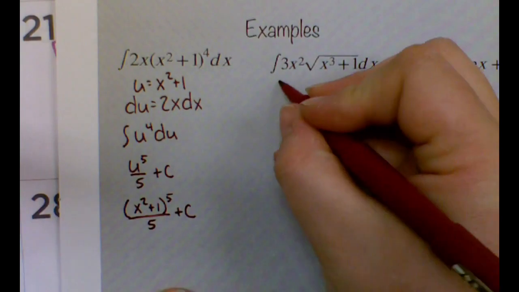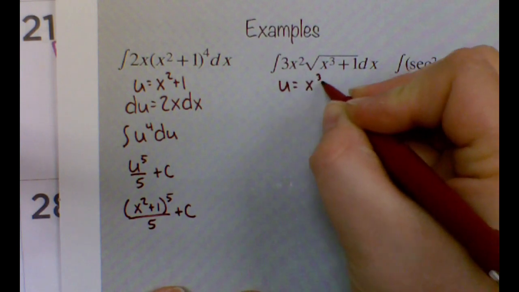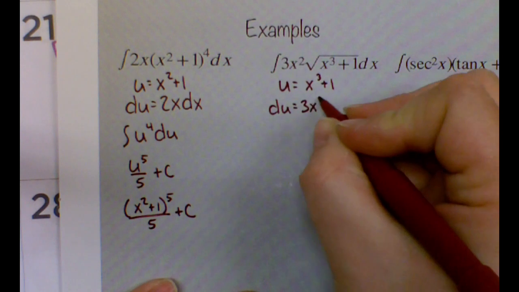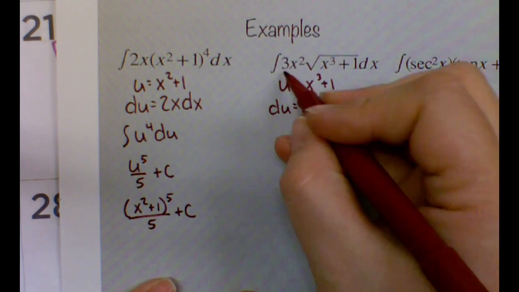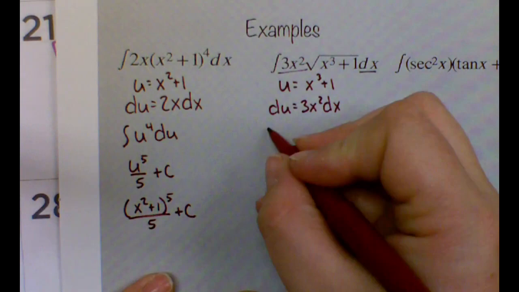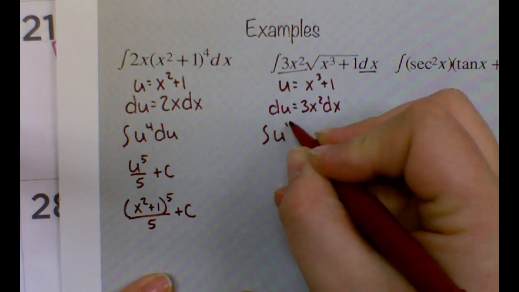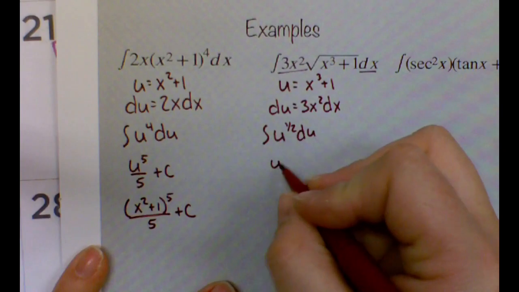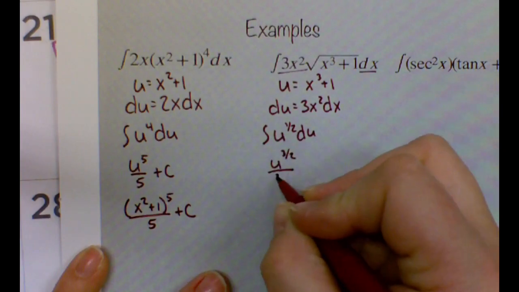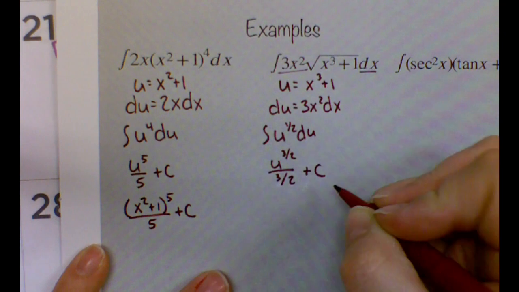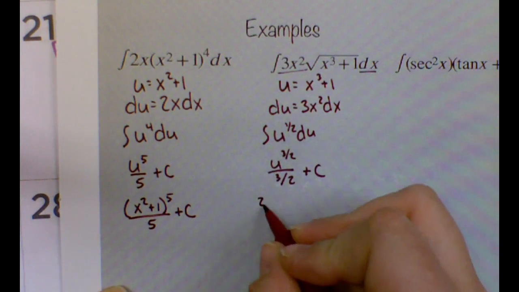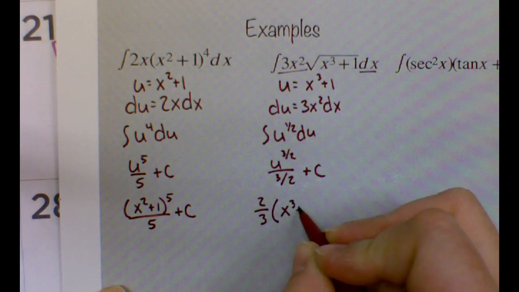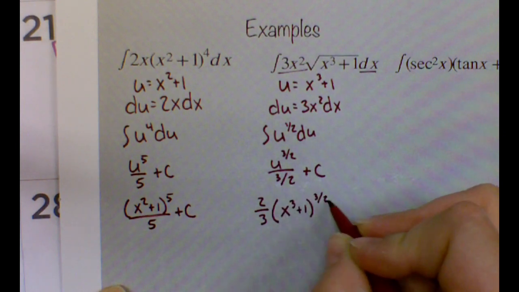For the next one, I would say u is x cubed plus 1. Then du is 3x squared dx. Oh, look at that. It's perfectly in there. We're finding the antiderivative of u to the 1/2 power du. Well, that makes u to the 3/2 power divided by 3/2 plus c. So I have 2/3 times x cubed plus 1 to the 3/2 power plus c.